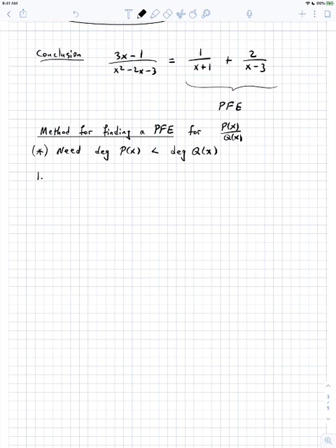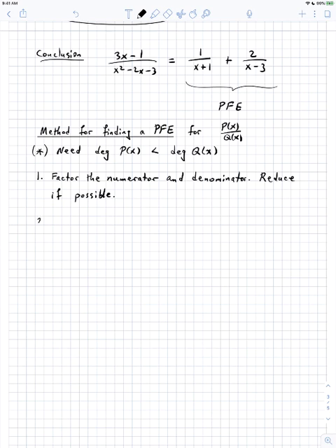Step 1. Factor the numerator and denominator completely, and then reduce if possible. So really, you want this to be a reduced fraction. So cancel out any common factors between the numerator and the denominator.